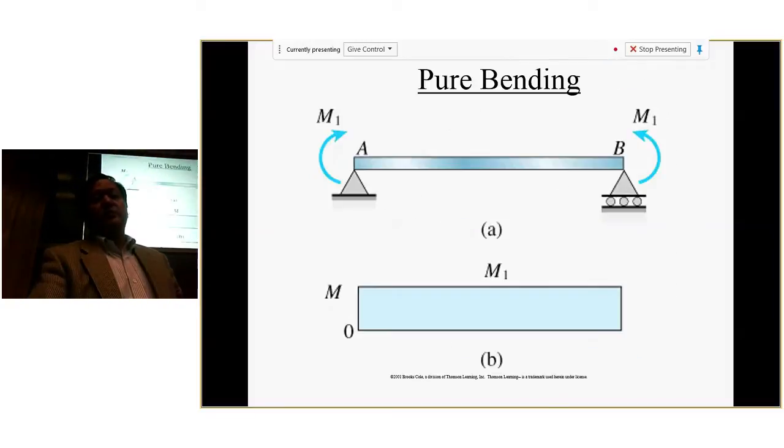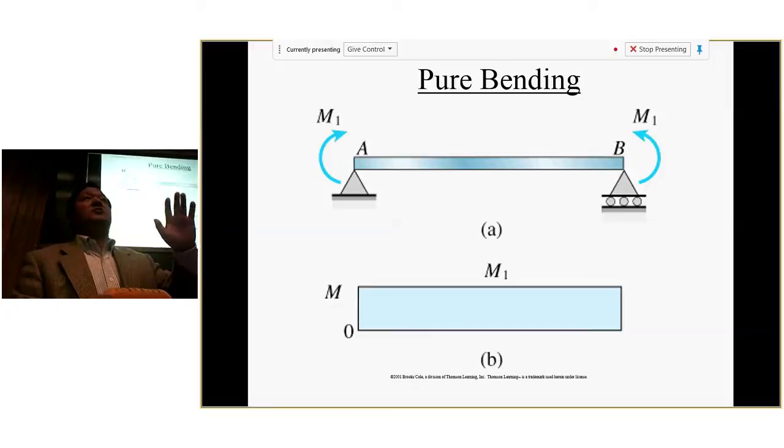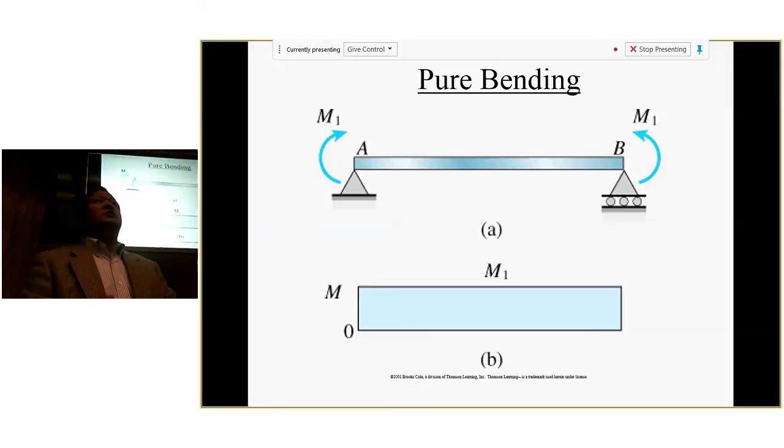To be able to get the deformation, here we come up with what's called the plane assumption. So what's the plane assumption?